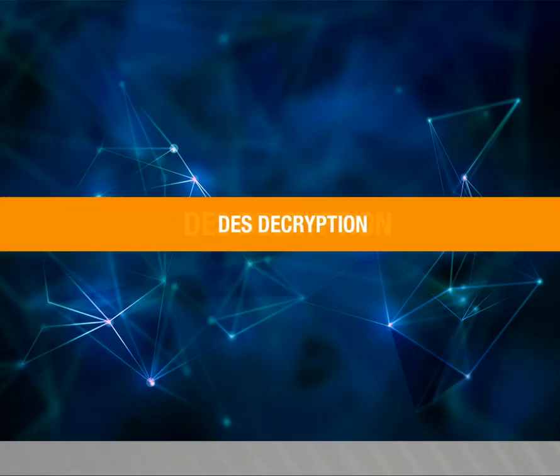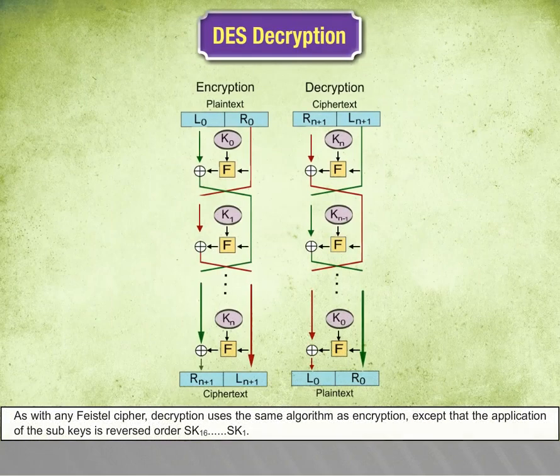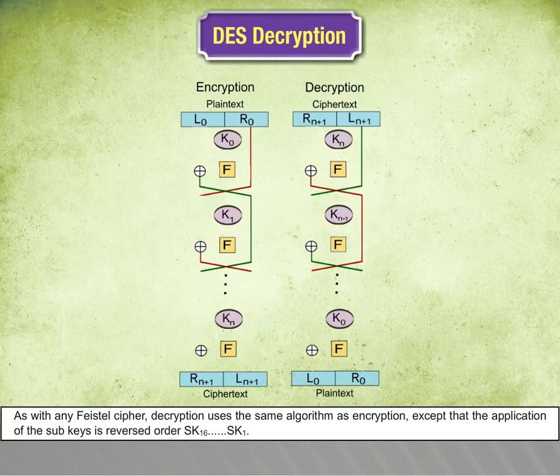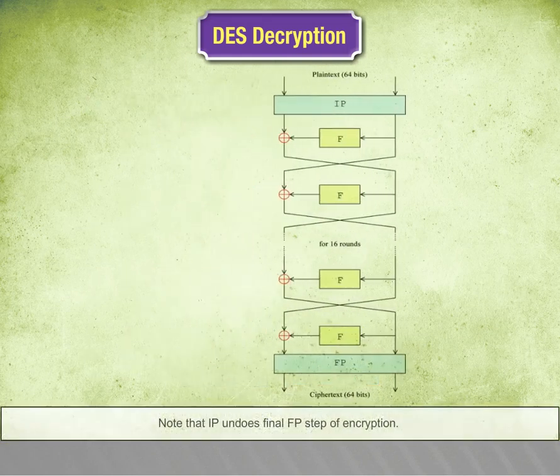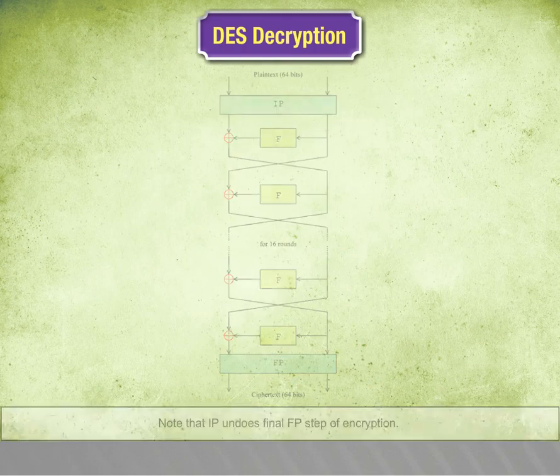DES decryption. In this video, we are going to see about DES decryption. As with any Feistel cipher, decryption uses the same algorithm as encryption, except that the application of the subkeys is reversed: SK16 and so on up to SK1. Note that IP undoes the final FP step of encryption.